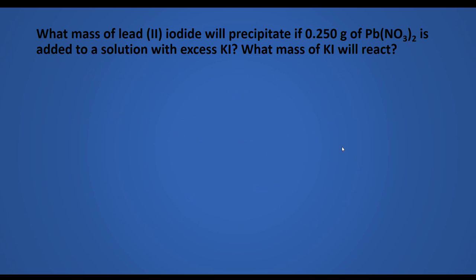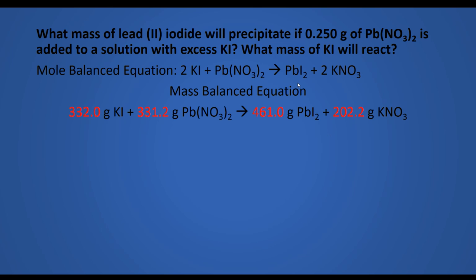What mass of lead iodide will precipitate if 0.25 grams of lead nitrate is added to a solution with excess potassium iodide? And what mass of potassium iodide will react? There's your mole balanced equation. Let's get our mass balanced equation.